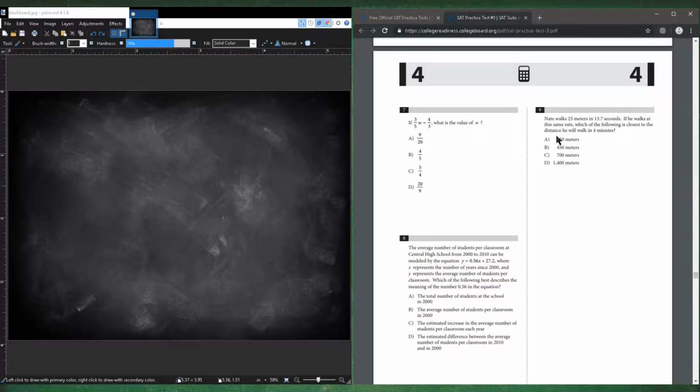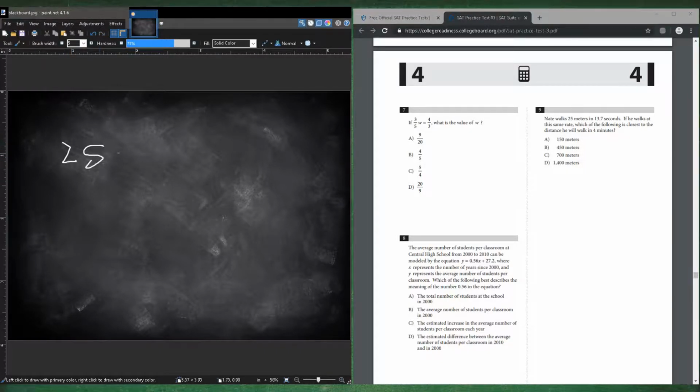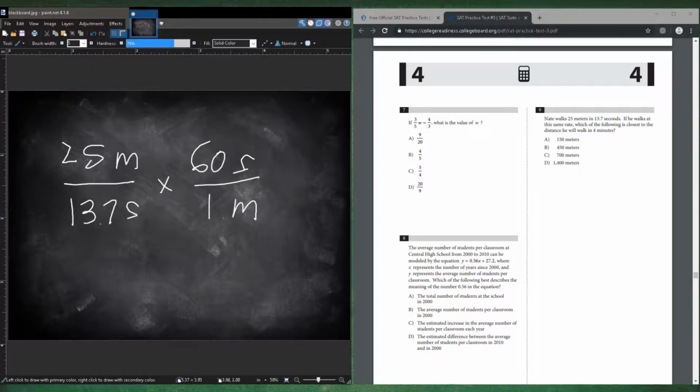Okay, question 9. Nate walks 25 meters in 13.7 seconds. If he walks at the same rate, what's closest to the distance he would walk in 4 minutes? So let's use some dimensional analysis here. So he has 25 meters in 13.7 seconds. So how many seconds are in a minute? There are 60 seconds in 1 minute.